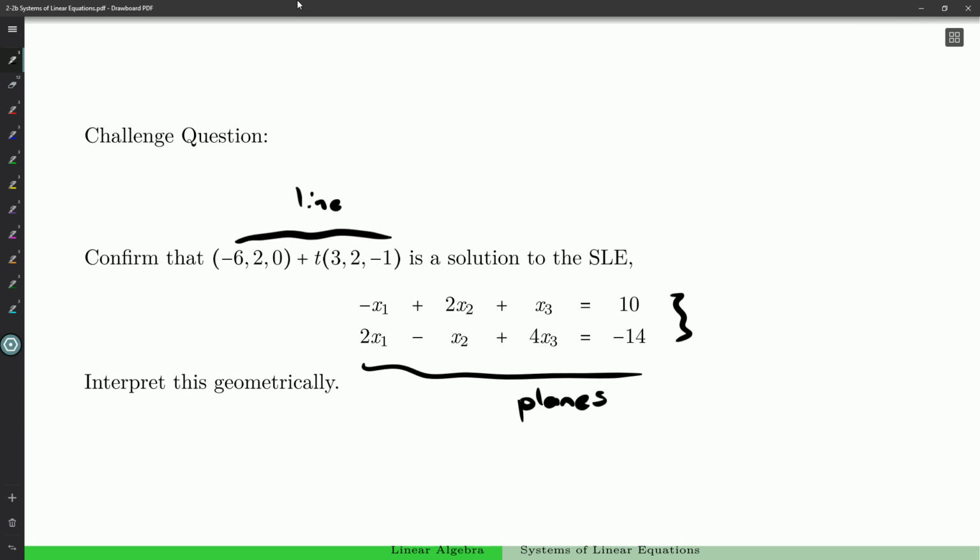But how do we show that something is a solution to a system of linear equations? In the past, when it was just a point, you plug the point in for x1, x2, x3, and make sure that both sides of the equation are equal to 10 or minus 14. But now we have a whole line here. So what can we do? Well, we want to still talk about the x1 component or x1 coordinate of points on that line.